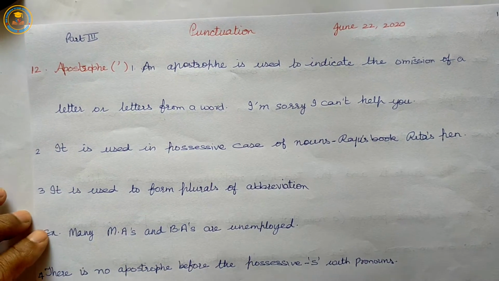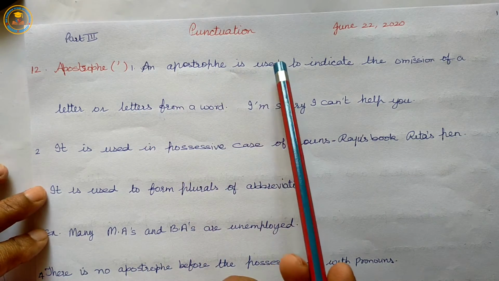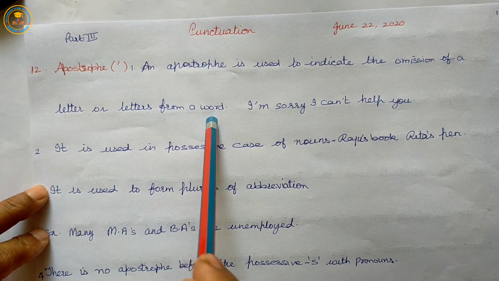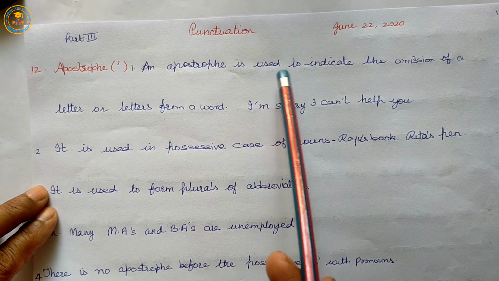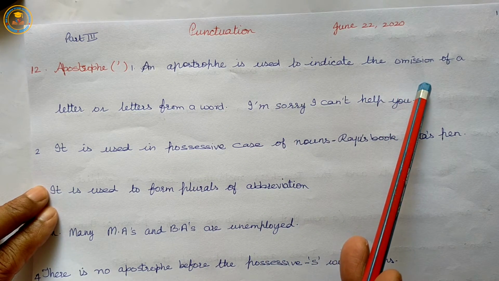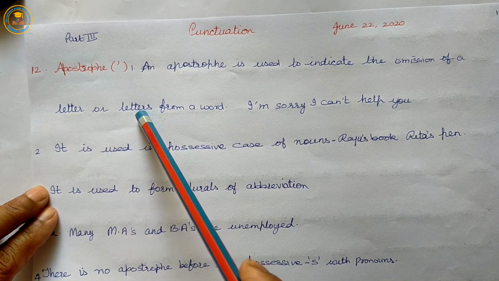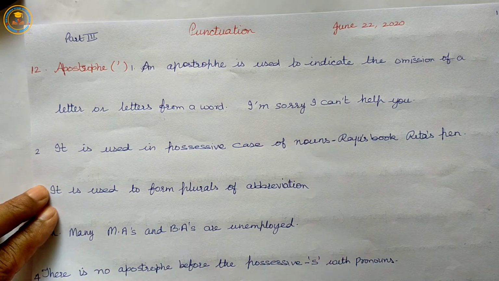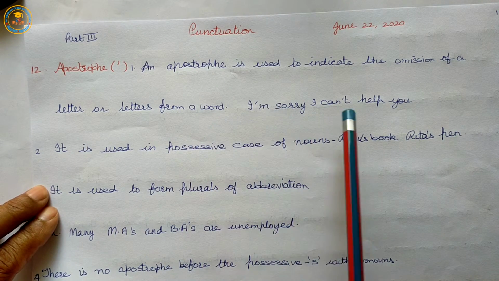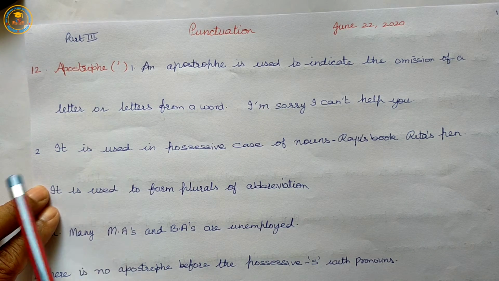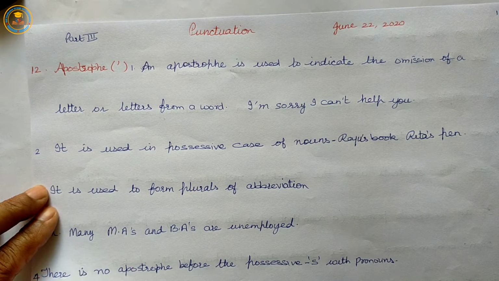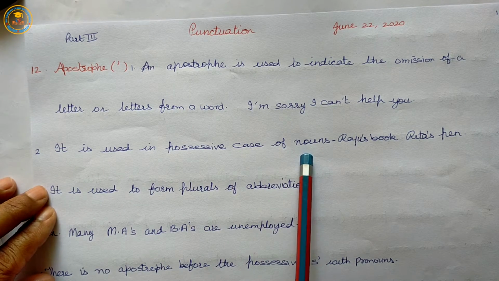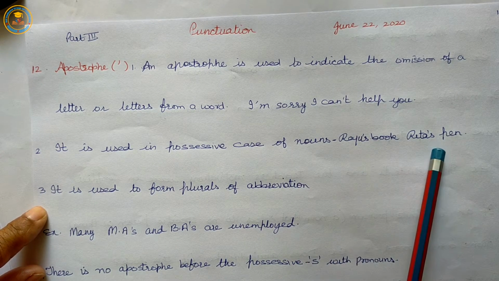An apostrophe is used to indicate the omission of a letter or letters from a word. Example, I am sorry, I can't help you. We can also use an apostrophe in the possessive case of nouns. Raju's book, Rita's pen.